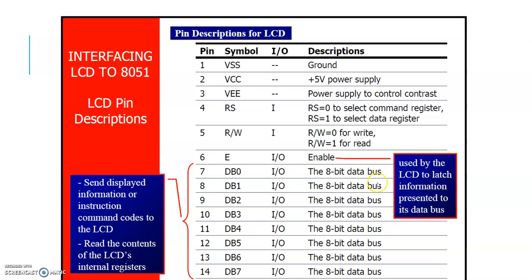These are the 8-bit data bus pins, that is DB0 to DB7. So it's an 8-bit data pin. Through these pins we are inserting the data to the LCD. It sends displayed information or instruction command codes to the LCD and reads the contents of the LCD's internal register.